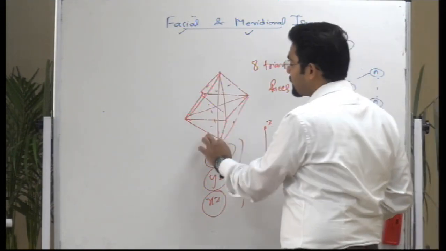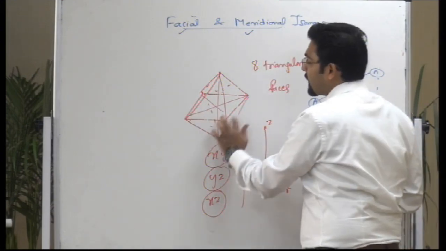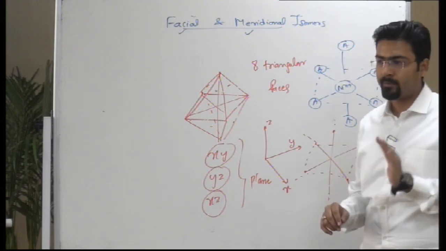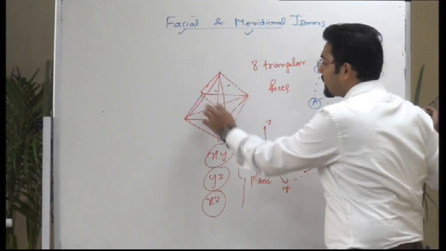For example, if I am observing this octahedral geometry, you can understand the meridional plane from the shape as well. The 4 points which are falling on the square plane are at the meridional plane, and the other 2 points will not be at the meridional plane, right? So these 4 points are on the meridional plane.